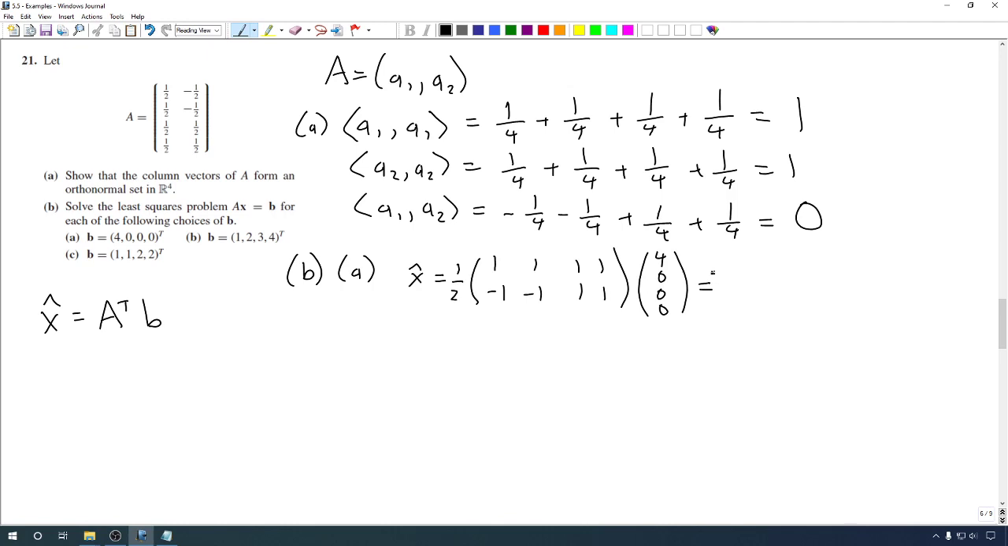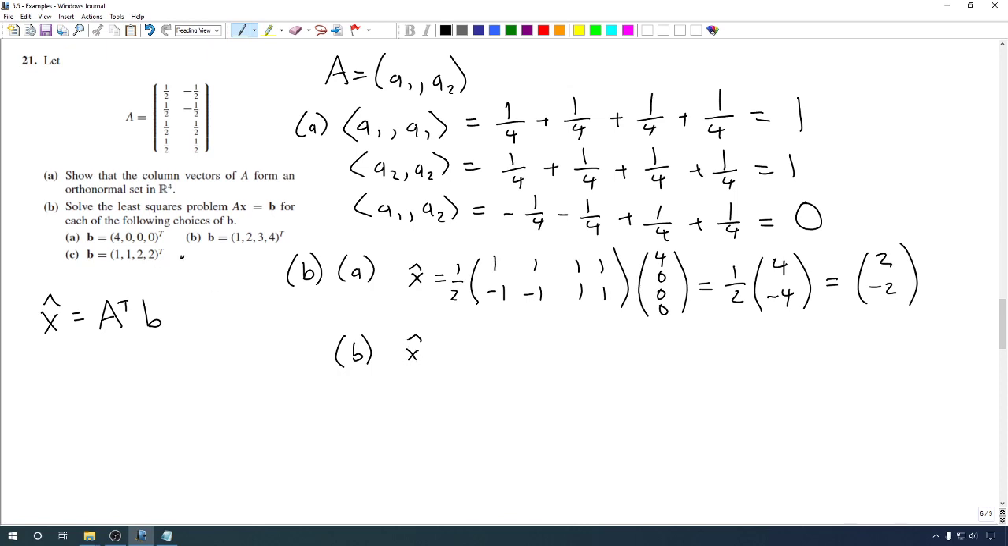And I just need to form this matrix product. I'm going to leave out the 1 half for the moment, but we have 4 times 1 plus 0 times everything else, so we have a 4. And then we have the second row times that. We have a negative 1 times 4, and then 0 times everything else. So ultimately, we do just get 2, negative 2. That's our least squares solution. And we didn't have to find inverses or anything. It's just right there.